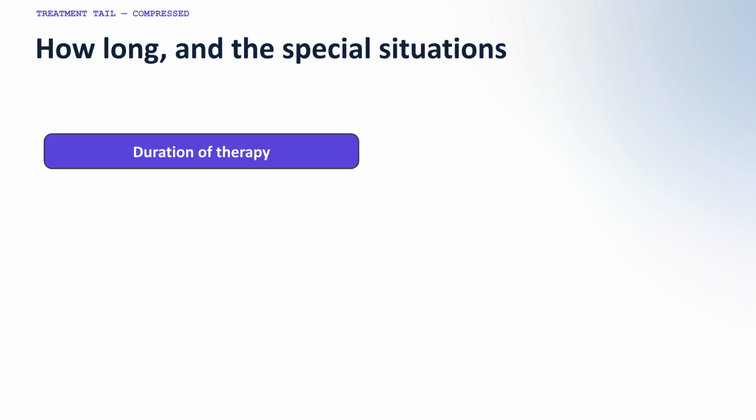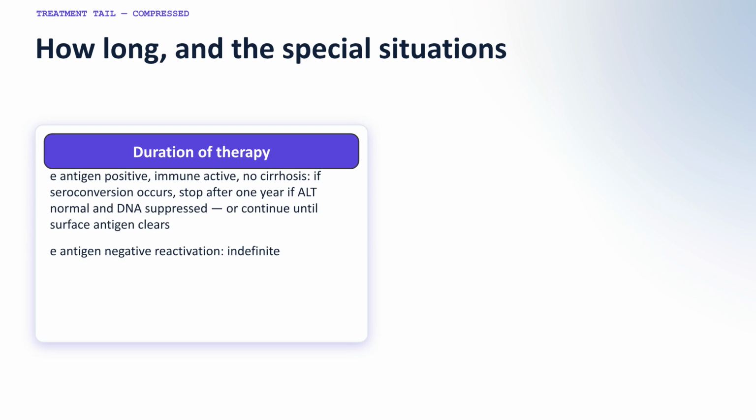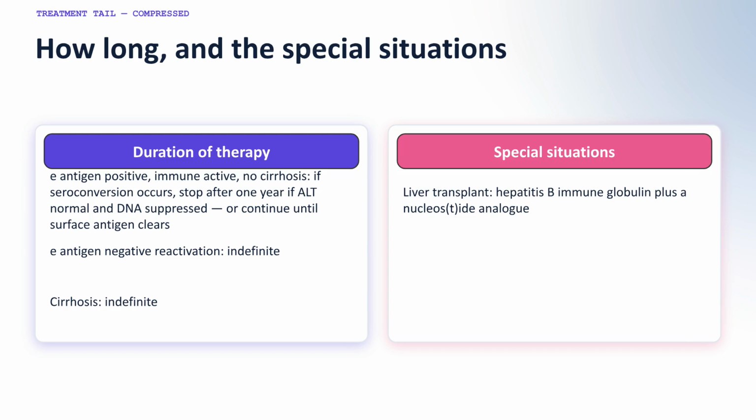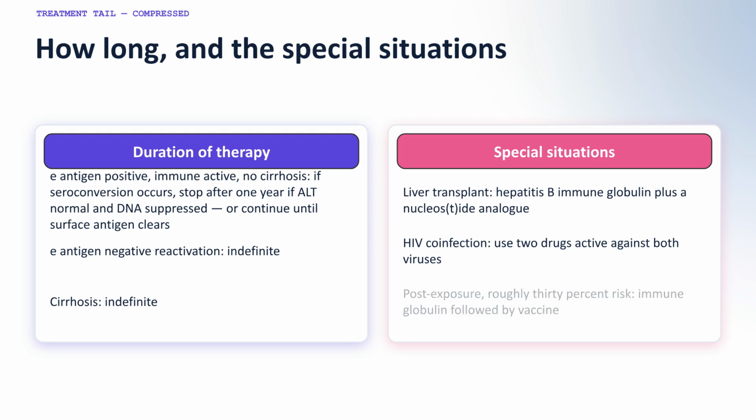For antigen-positive immune-active disease without cirrhosis, if seroconversion occurs, you may stop after a year, provided the alanine aminotransferase is normal and the DNA suppressed, or continue until surface antigen clears. For e-antigen negative reactivation, treatment is indefinite. With cirrhosis, indefinite. After liver transplant, hepatitis B immune globulin plus a nucleoside analog. In human immunodeficiency virus co-infection, use 2 agents active against both. And after exposure, immune globulin followed by vaccine.